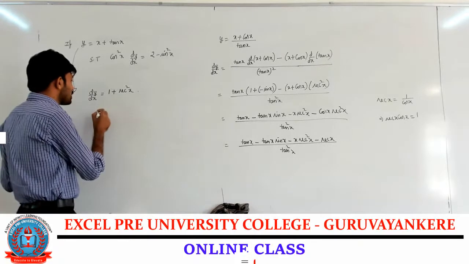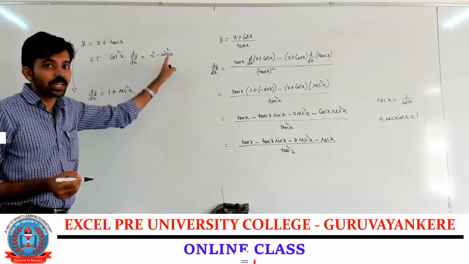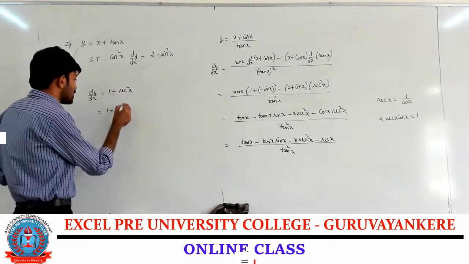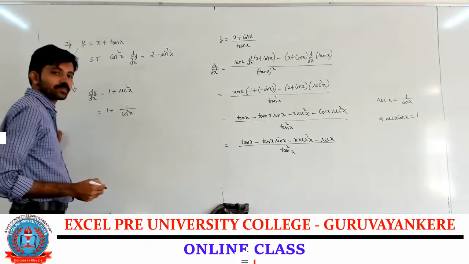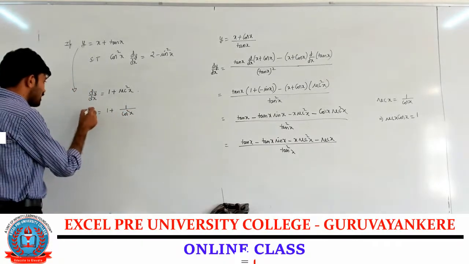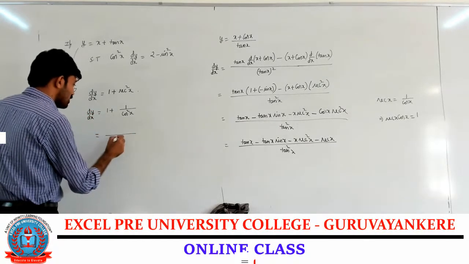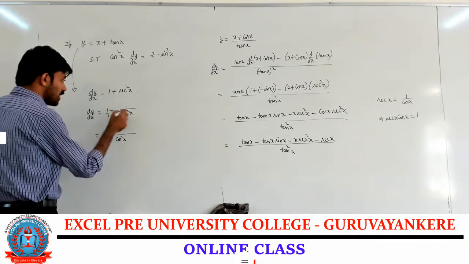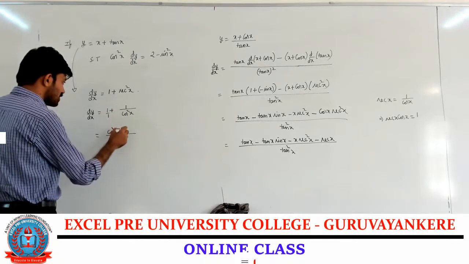Secant square is 1 by cos square. So to express in terms of cos and sin, write secant square as 1 by cos square. This is dy by dx, correct? Take the common denominator, cos square x. 1 is 1 by 1. 1 into cos square x is cos square x, plus 1 into 1 is 1.